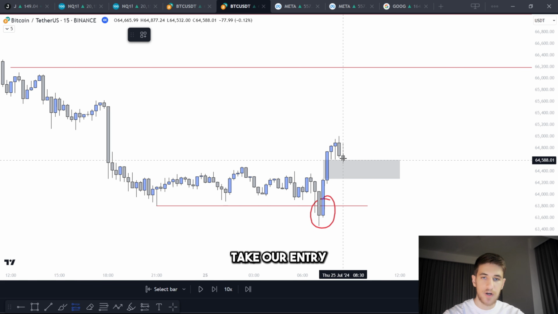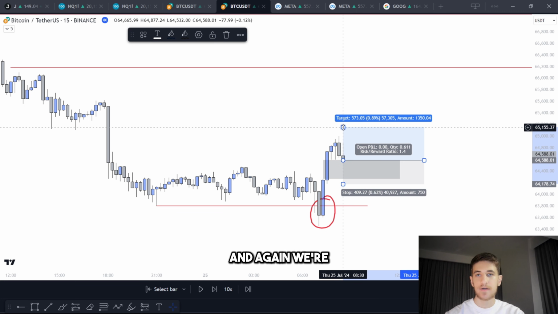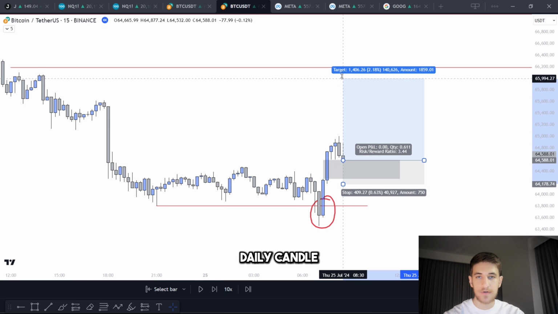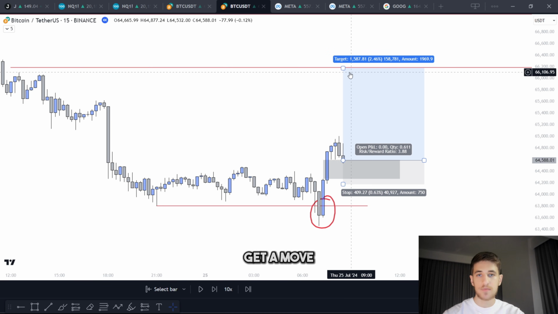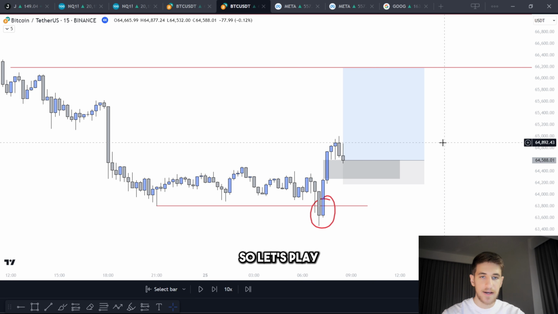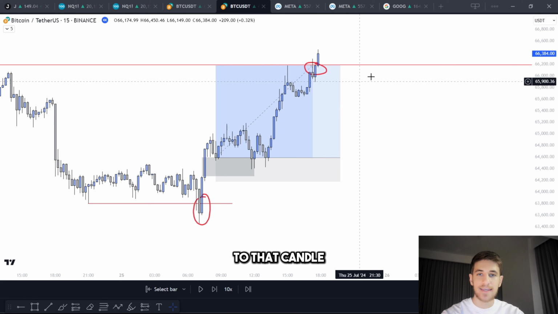So we can take our entry right in the fair value gap with a stop loss right below the low of this candle, and again we're going to use the high of that daily candle as our target for exiting this trade. So this right here is a perfect setup, and we should get a move right back up to those highs. So let's play that out and see what happens. So again we get another perfect move right back up to that candle range theory high.